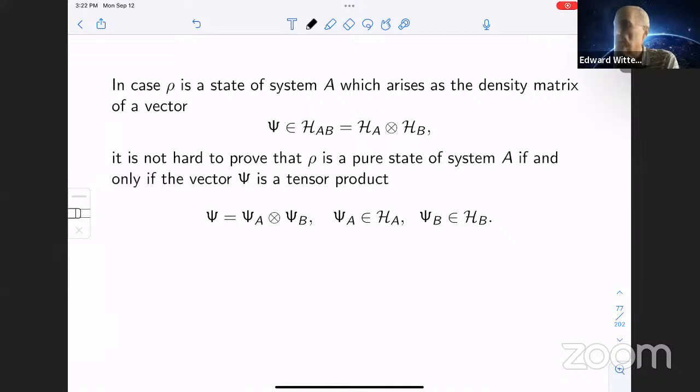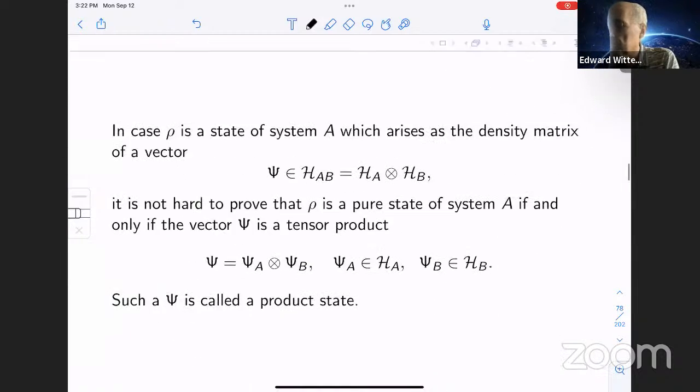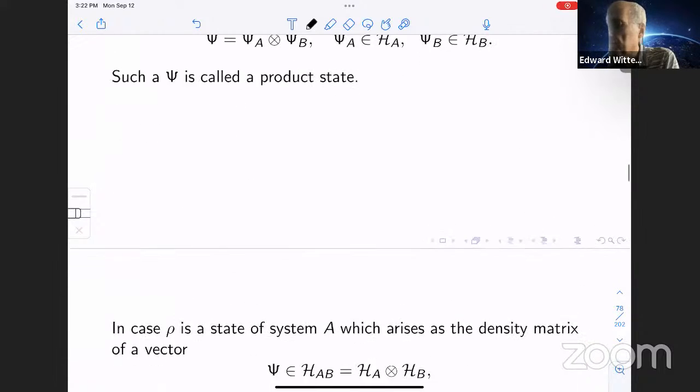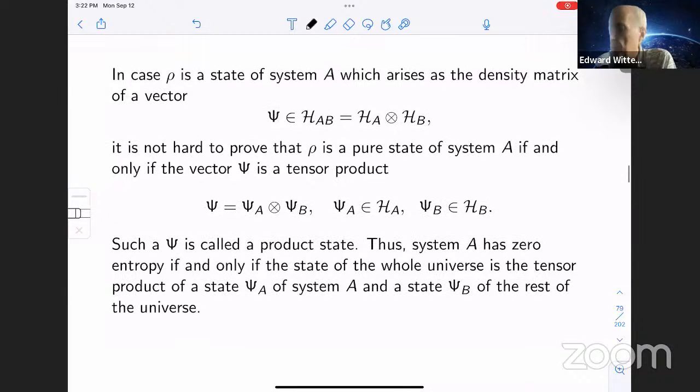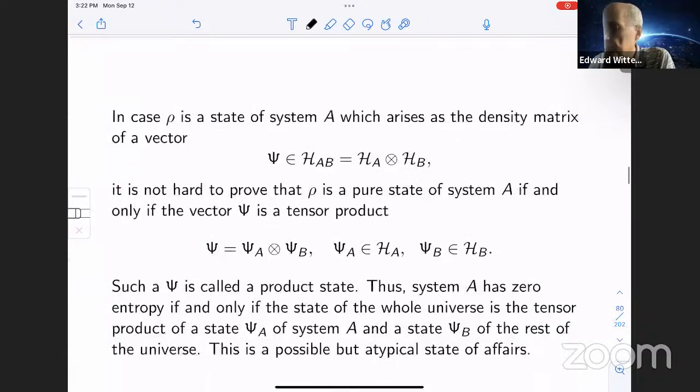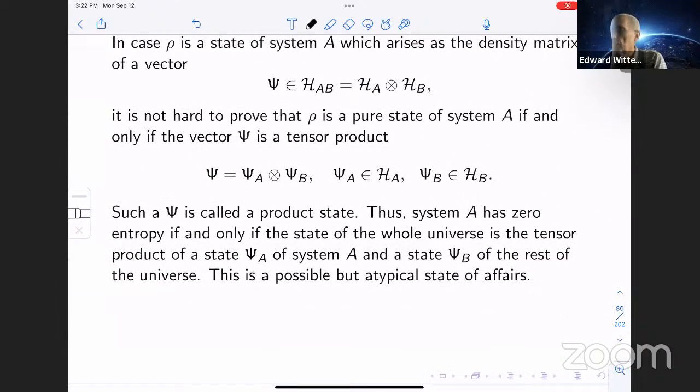If rho is a state of system A, which arises as the density matrix of a vector in the combined Hilbert space, it's also not hard to prove that rho is a pure state of system A, if and only if the vector psi is a tensor product of vectors in the two subspaces. Such a psi is called a product state. So system A has 0 entropy if and only if the state of the whole universe is the tensor product of a state of system A and a state psi B of the rest of the universe. That's a possible but atypical state of affairs.